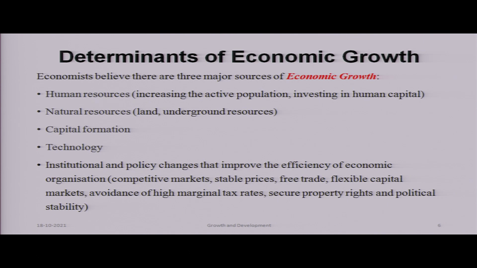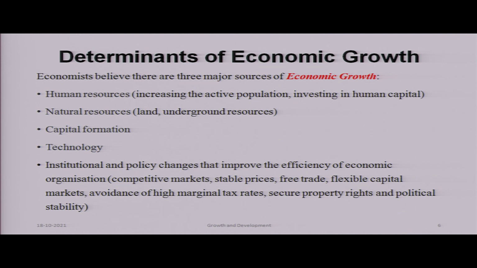We move on to the next slide, which is about determinants of economic growth. Now, there are 4 of them. The 5th one is an additional new determinant. The traditional determinants have been human resource, which indicates that you need to increase and invest in your human capital.